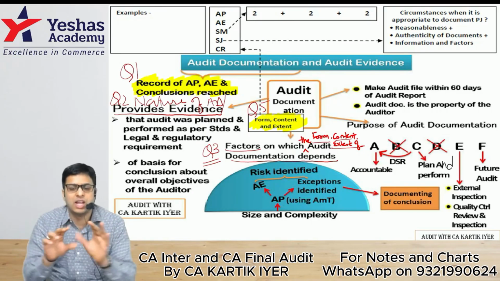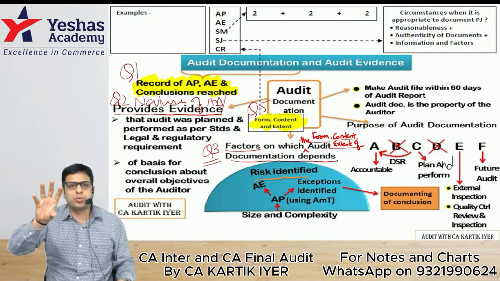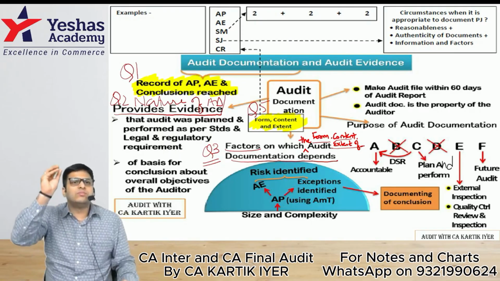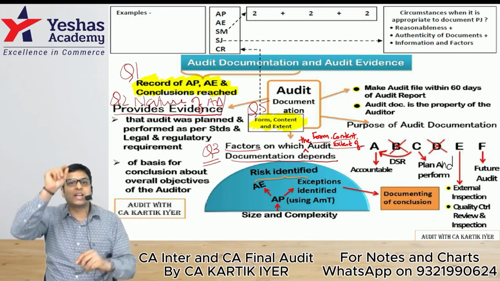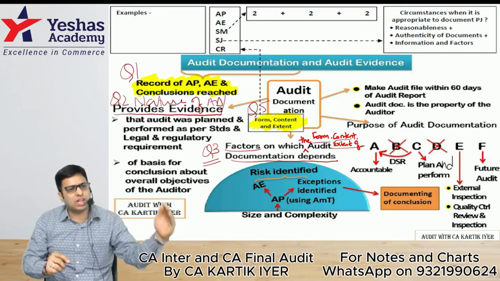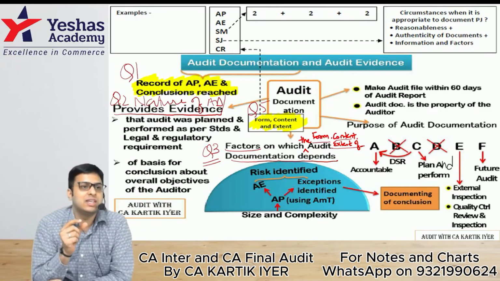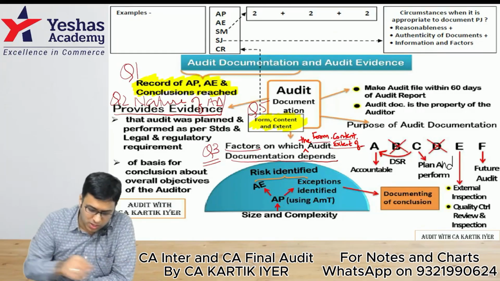Tell me, first is what? Size and complexity, audit procedures performed, audit methodologies and tools used, evidence, exceptions, risk identified, and documentation of the conclusion. Because of these factors, your audit documentation will vary in size. Are you there? Okay.